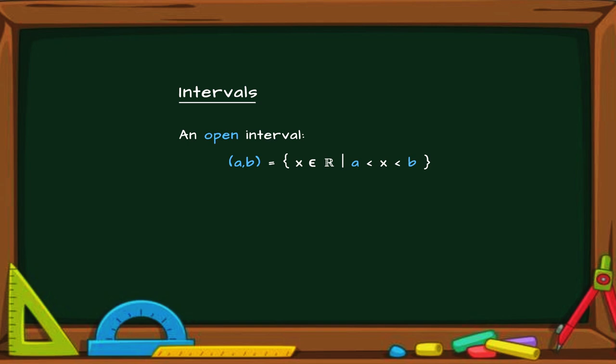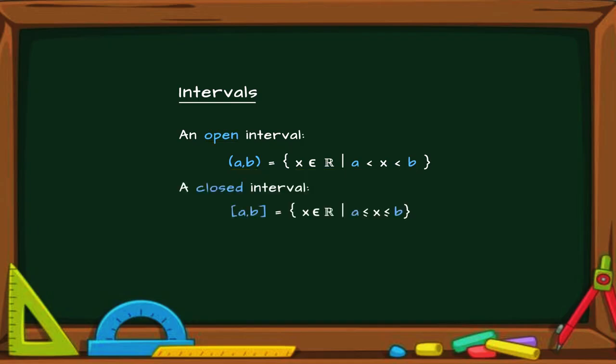A basic example of an interval is a so-called open interval, which is defined using fancy-looking set-theoretic notation. Here it's denoted using parentheses. Let's pick this apart. The set of all real numbers x in this notation means all x that belong to the set of real numbers, denoted by this funny-looking R, such that x is greater than a and less than b.